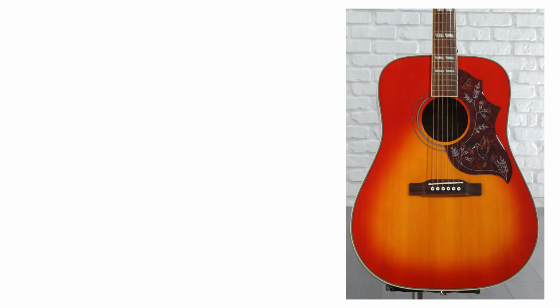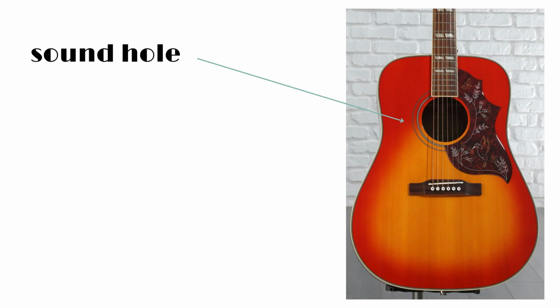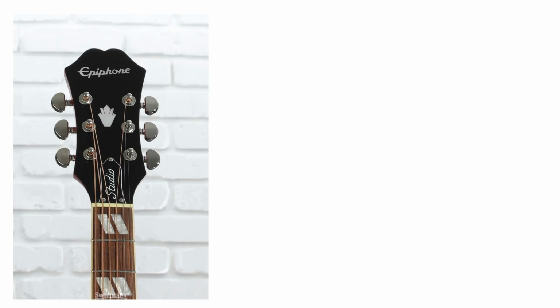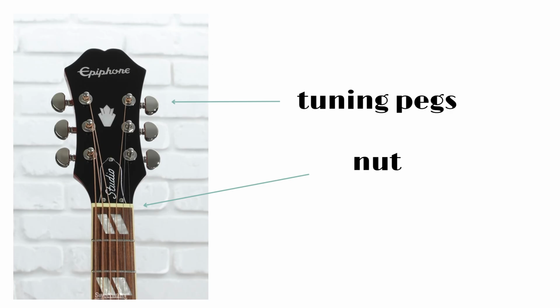We're going to look at a picture that's close up of the body. This is going to show the sound hole of the guitar, also the pick guard, and the bridge. Again, those are things that I'm going to refer to, so it's helpful if you know what those are. And then this is of the head of the guitar, and you can see the tuning pegs, the nut, and the frets. And those are terms that I'll use quite a bit.